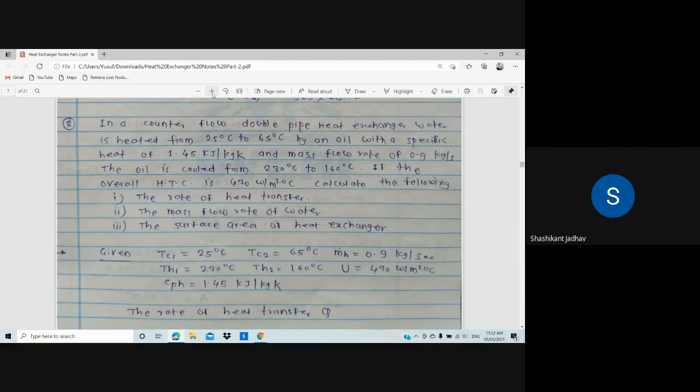So first of all, you have to calculate the rate of heat transfer. All of you write down the rate of heat transfer Q. So what is the formula for the Q? There are two fluids, hot fluid and cold fluid.